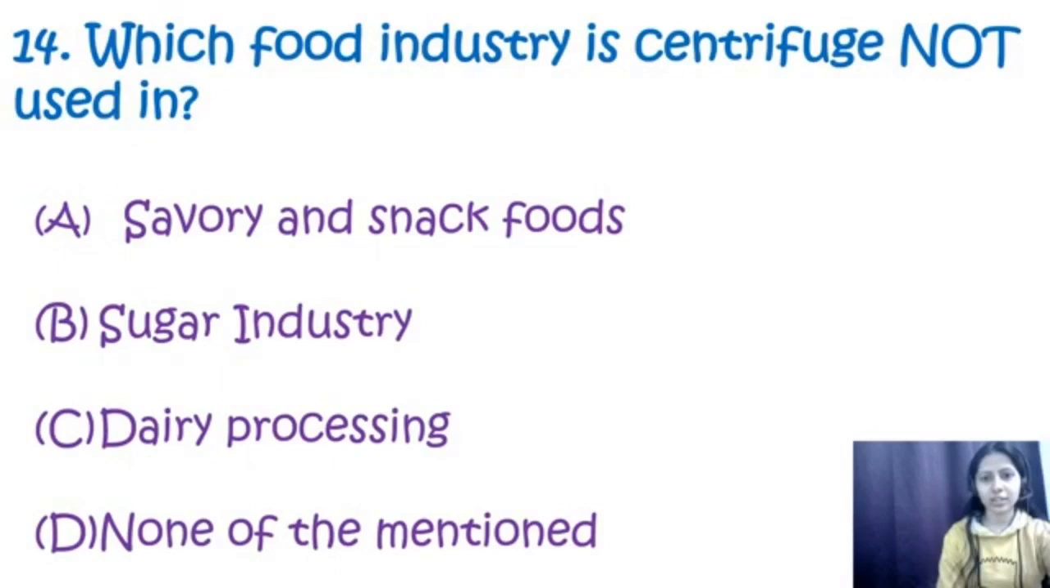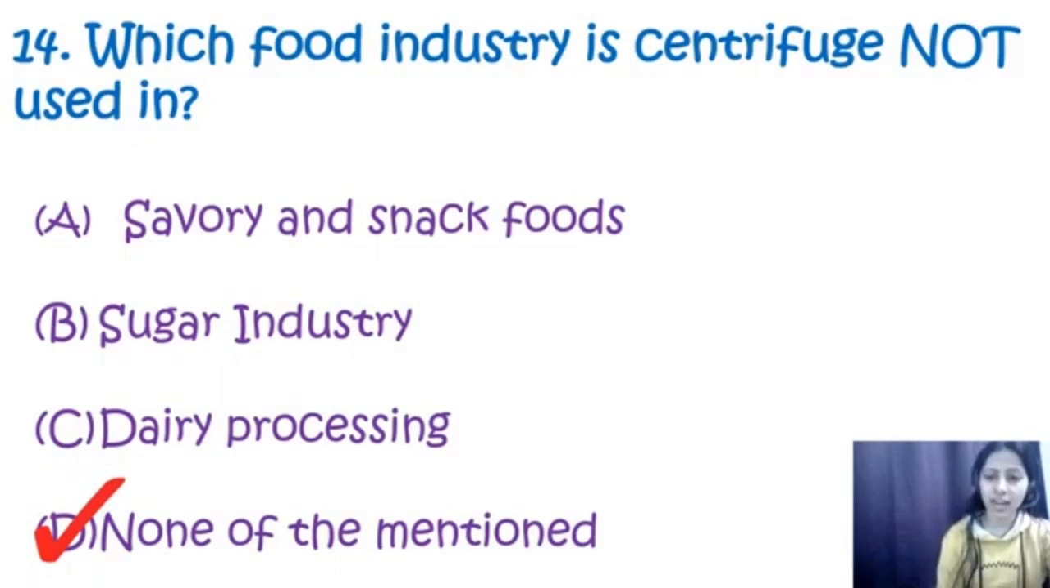Next, which food industry is centrifuge not used in? So options are A, savory and snack foods, B, sugar industries, C, dairy processings, and D, none of the mentioned. So over here not is saying, that means option number D, that is none of the mentioned.